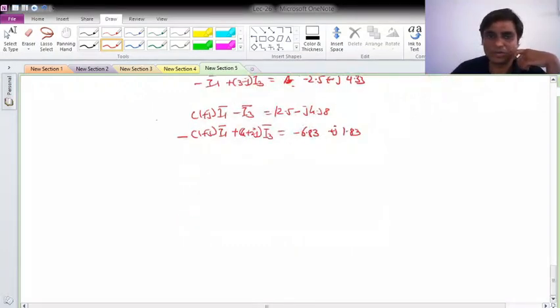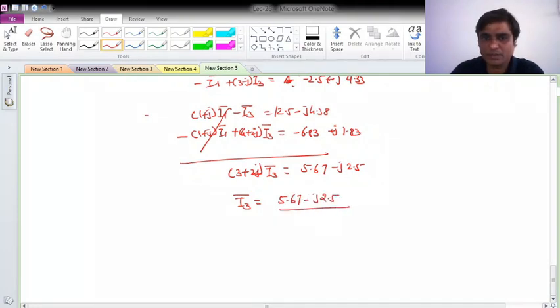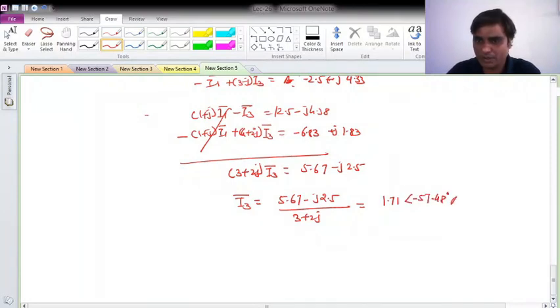Okay, so now this will be cancelled, I1, so you will get it, I3 will be 3 plus 2j I3 bar will be equal to 5.67 minus j 2.5. Okay, and I3 phasor from it will be 5.67 minus j 2.5 divided by 3 plus 2j, and if you solve it will come out as 1.71 with angle minus 57.48 degree amps.